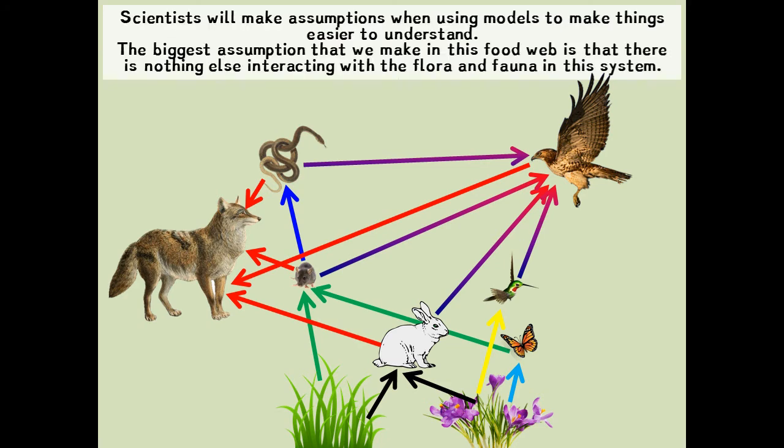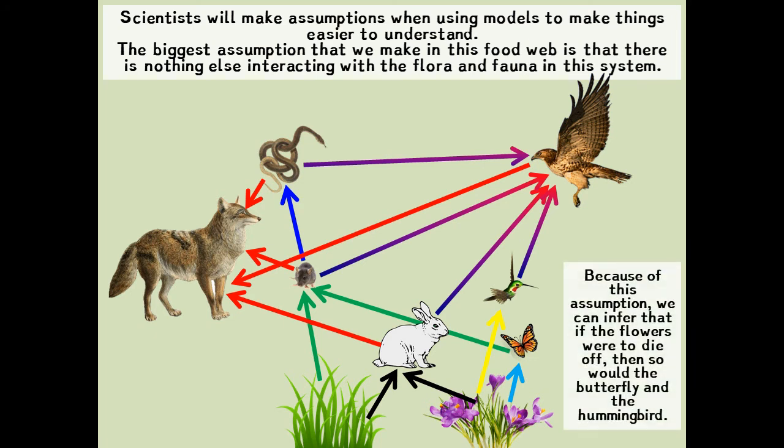Scientists will make assumptions when using models like these to make things easier to understand. The biggest assumption that we make in this food web is that there is nothing else interacting with the flora and fauna in this system. So essentially, we're ignoring the rest of the forest. Because of this assumption, we can infer that if the flowers were to die, then so would the butterfly, and so would the hummingbird. Now, the animals that feed off of these still have other sources of food, so it's not going to affect them.